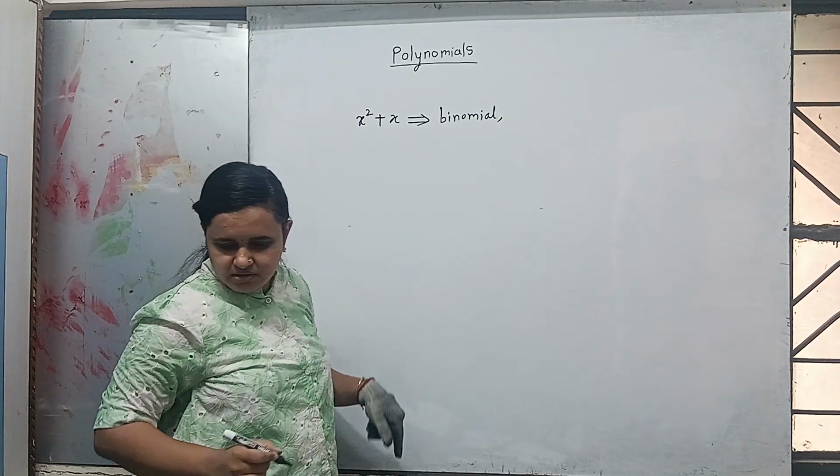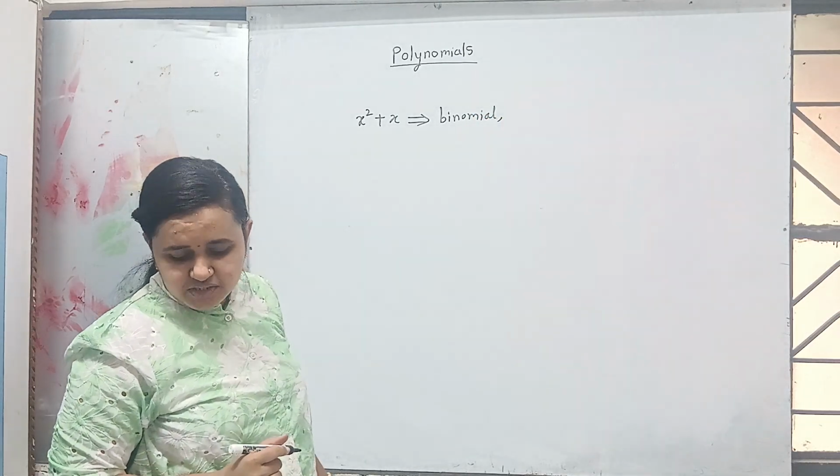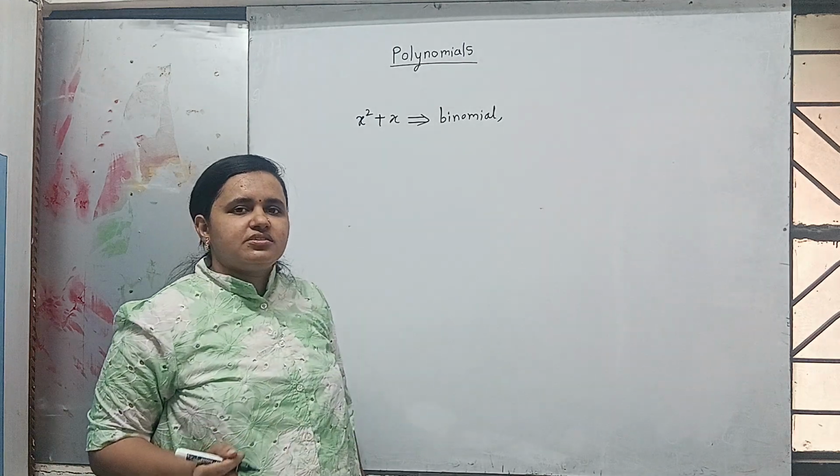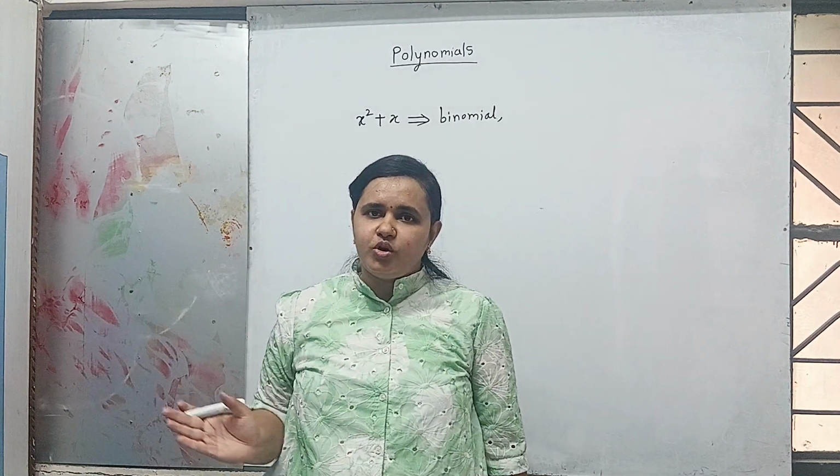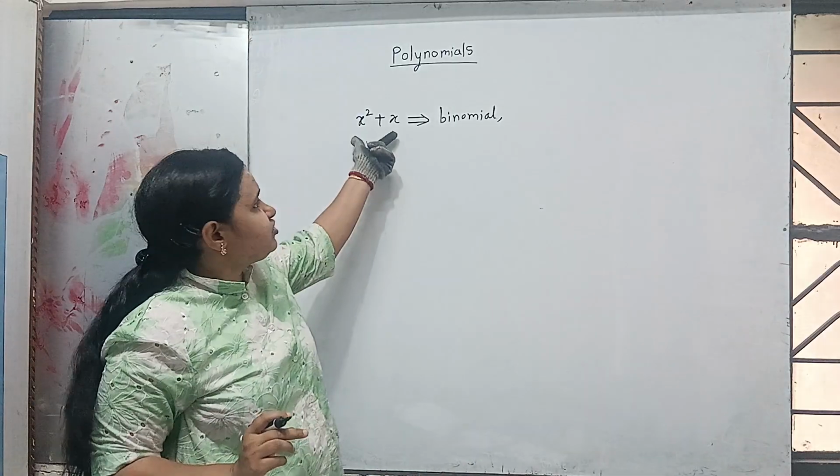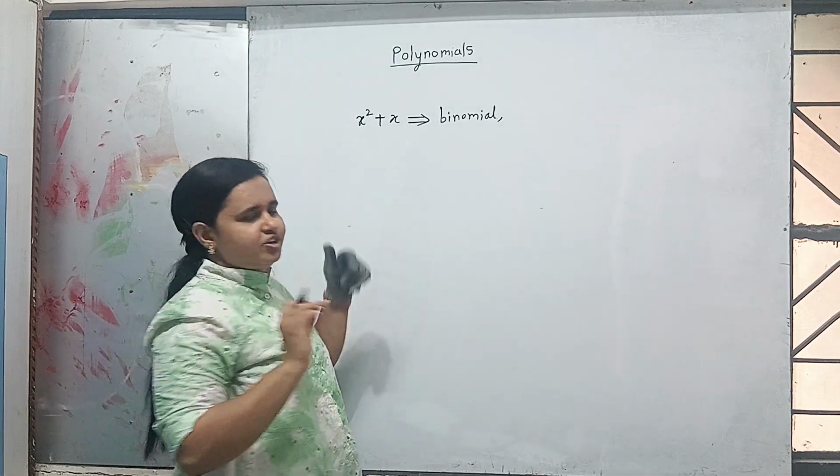Now second, it is a multinomial. What is multinomial? Multinomial is an expression having two or more terms. That means it has two terms, therefore it is a multinomial.